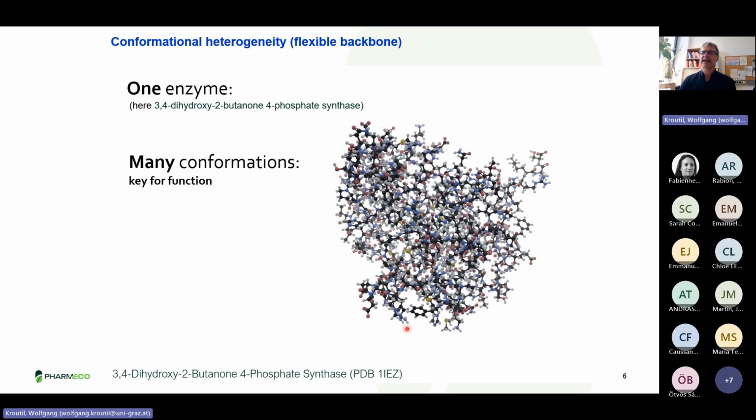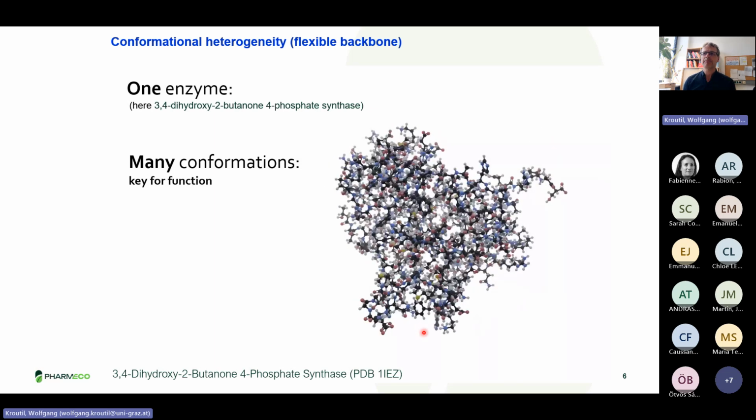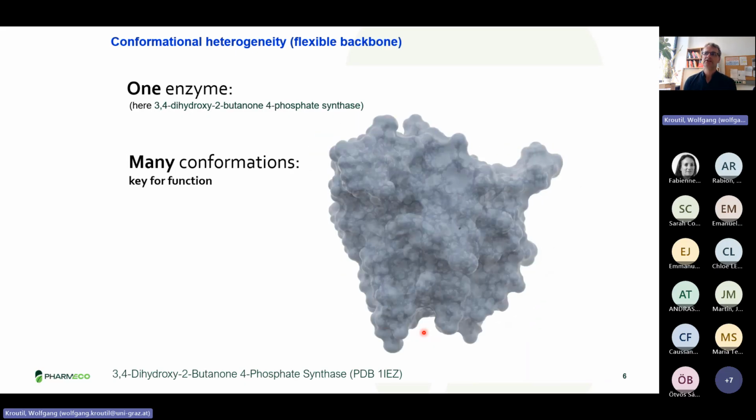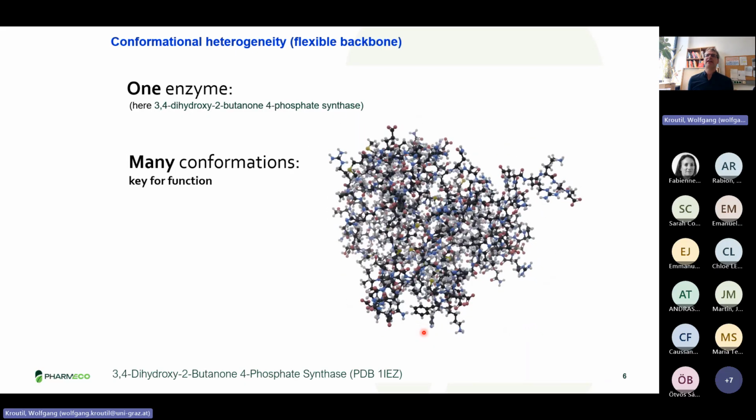But we should not forget, when we look at an enzyme, that the enzyme has not one conformation, but many conformations. So it is actually a flexible structure, and we have quite a lot of movements there.